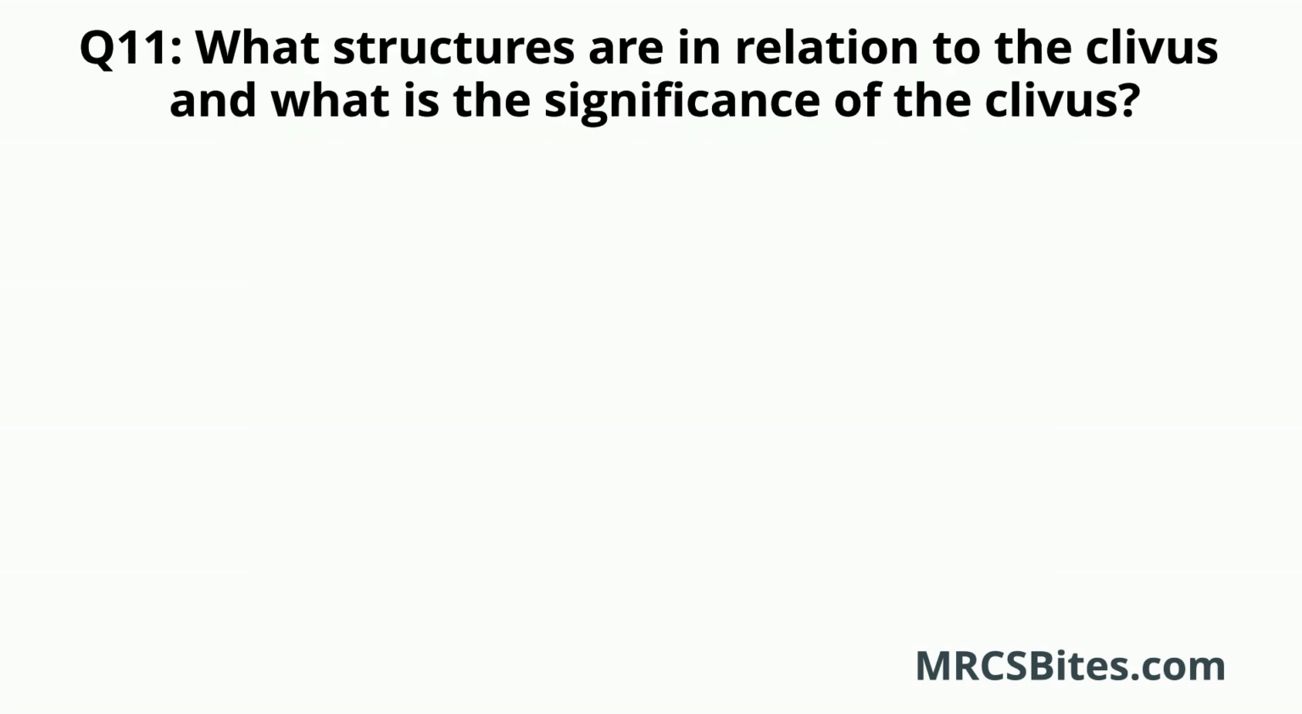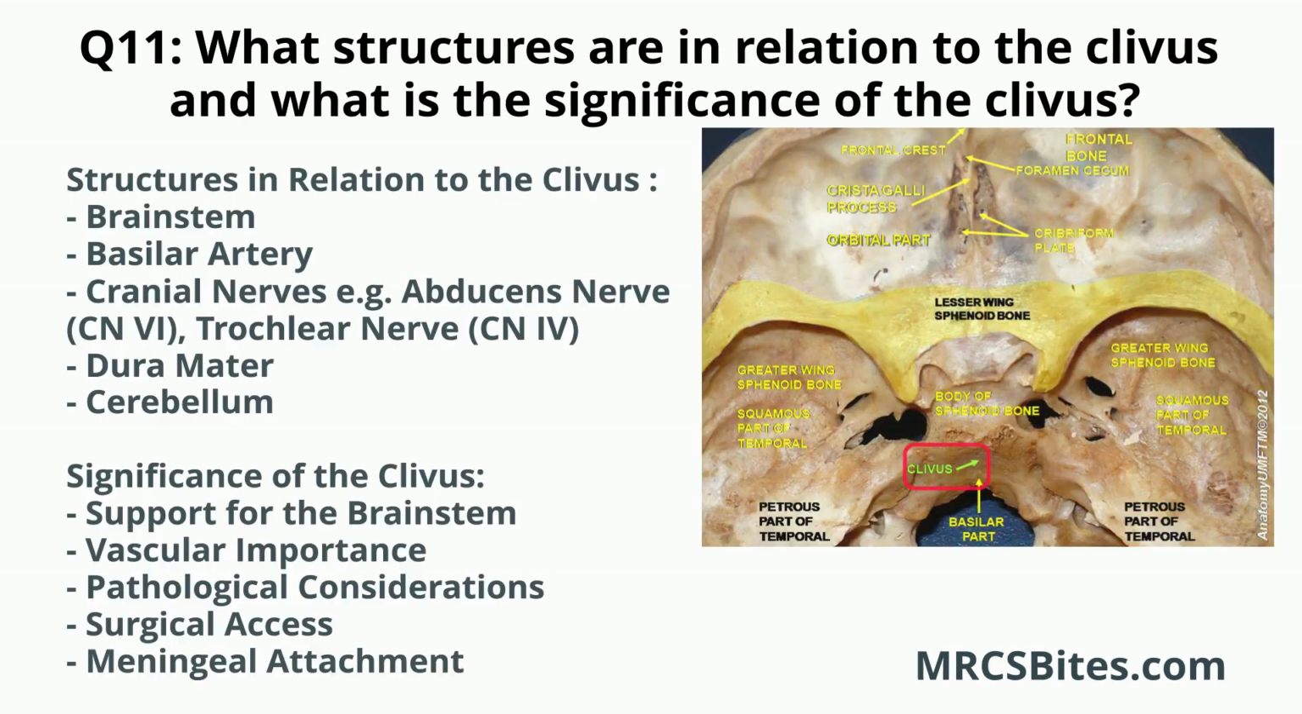Question 11. What structures are in relation to the clivus, and what is the significance of the clivus? The clivus supports the brainstem, which includes the midbrain, pons, and medulla oblongata. The brainstem is crucial for transmitting information between the brain and the spinal cord, and for regulating vital functions. The basilar artery runs along the clivus. It is formed by the convergence of the two vertebral arteries and supplies blood to the brainstem, cerebellum, and posterior part of the brain. Cranial nerves such as abducens nerve, CN VI, and trochlear nerve, CN IV, emerge near the clivus.